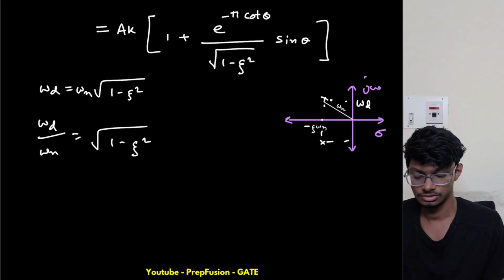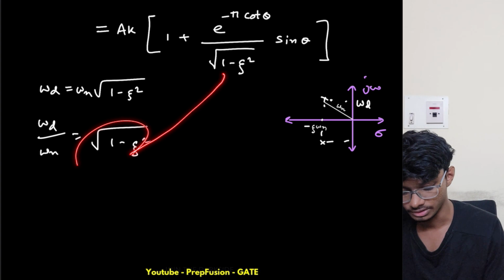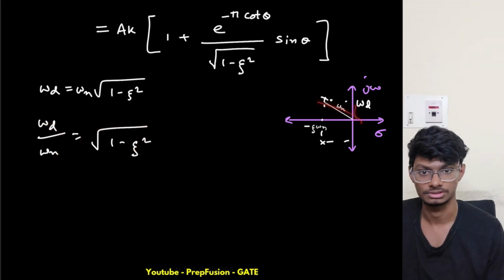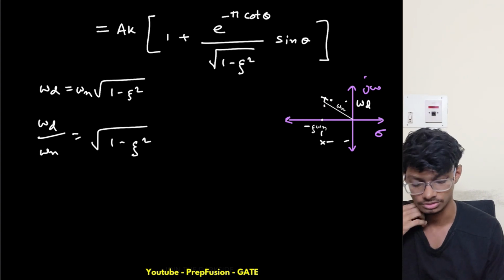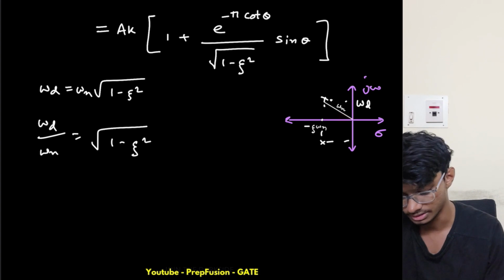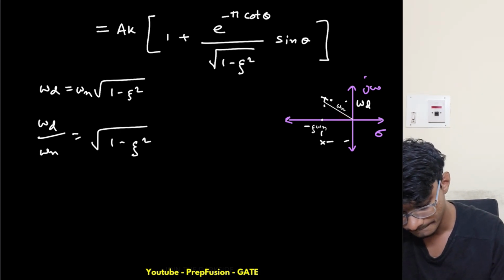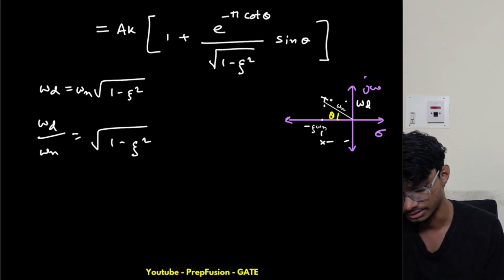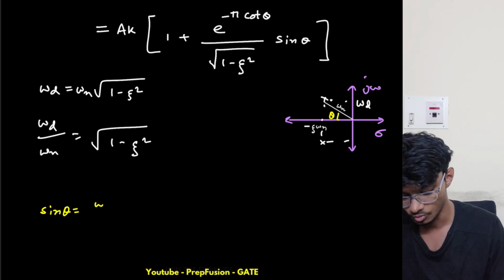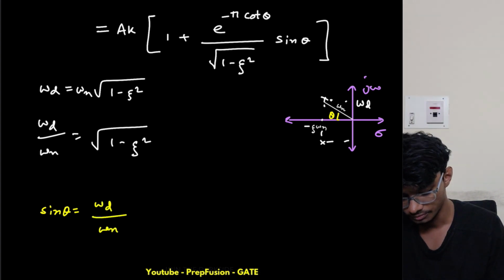So I observe this one here, right? Now what is my omega d by omega n? This is height upon hypotenuse. So what is this? Height upon hypotenuse is sine theta, right? This is theta, so it is sine theta. So my sine theta equals height upon hypotenuse, which equals omega d by omega n, which equals under root 1 minus zeta square.